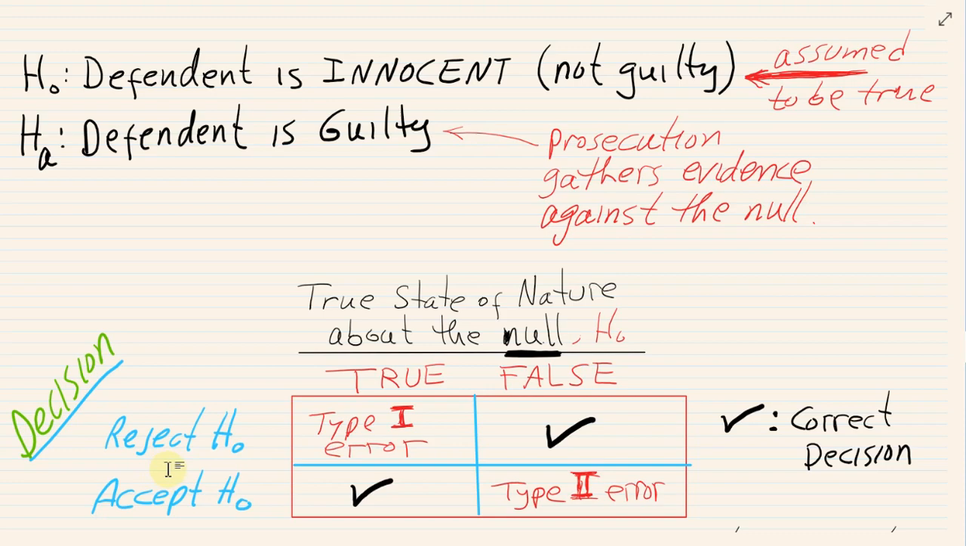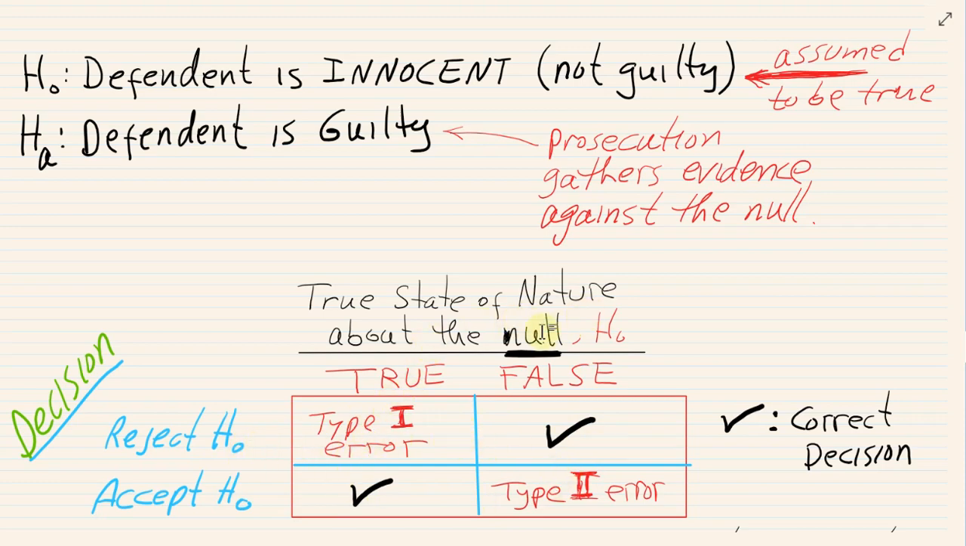And suppose there's no hung jury here. Suppose they actually come up with a decision, and the decision is to reject the null or not to reject. In this case, I'm saying accept the null. Those are the only two options. So now let's move across the table here.